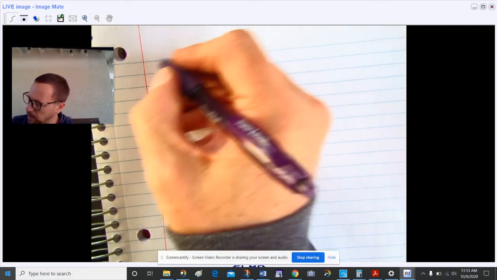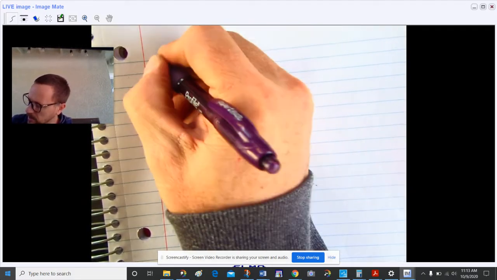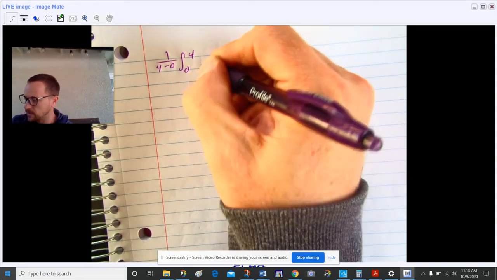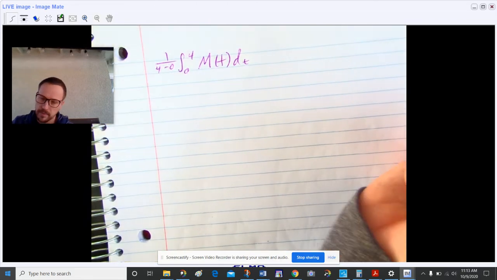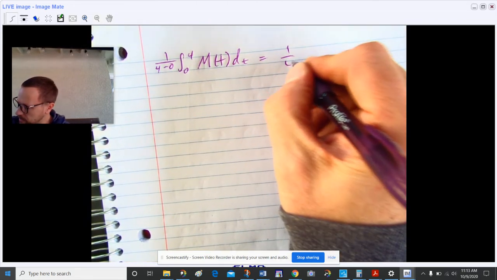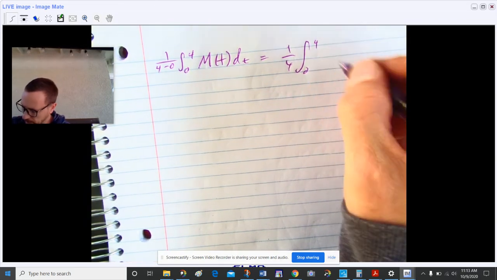Got that integral going from 0 to 4, but it's 1 over 4 minus 0 of m of t dt. Okay, average value. So 1/4 times the integral from 0 to 4 of m.